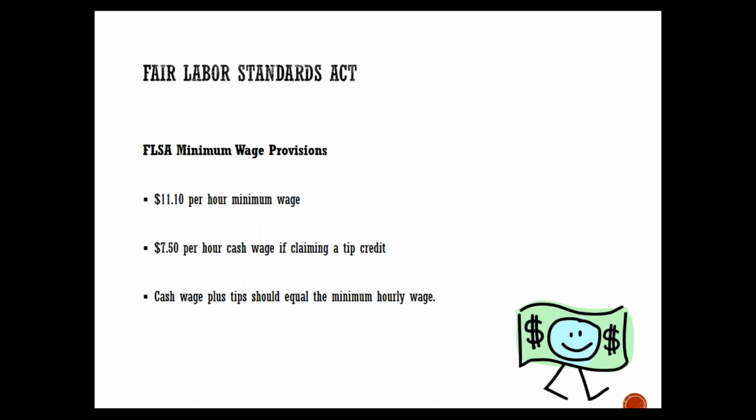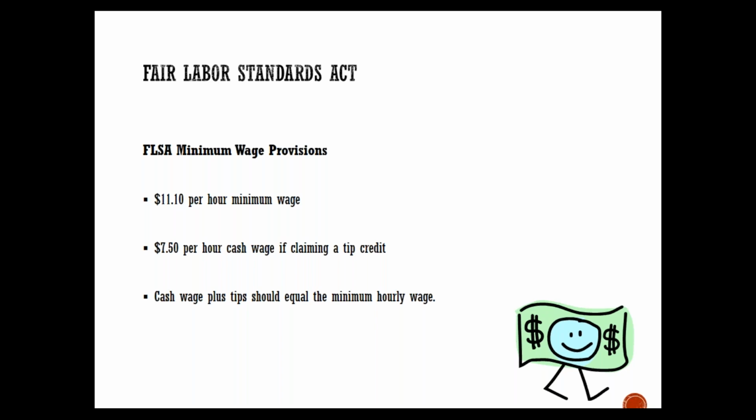So here's the minimum wage provisions. Right now, as of December 31st, the hourly minimum wage is $11.10 per hour. In the New York City area, this is a little different. So if anyone is from New York City, I have a chart for that as well. But up here in central New York and what I call downstate, the Albany, Mid-Hudson region, it's $11.10 per hour.